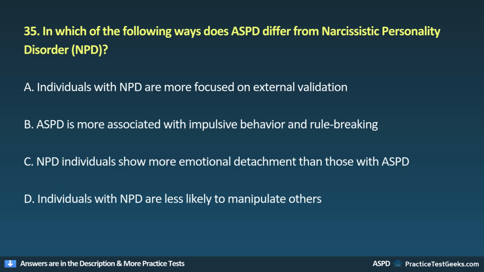35. In which of the following ways does ASPD differ from narcissistic personality disorder, NPD? A. Individuals with NPD are more focused on external validation. B. ASPD is more associated with impulsive behavior and rule breaking. C. NPD individuals show more emotional detachment than those with ASPD. D. Individuals with NPD are less likely to manipulate others.